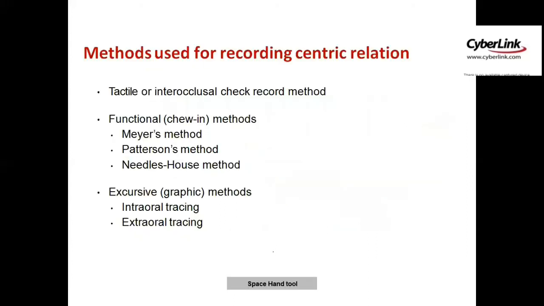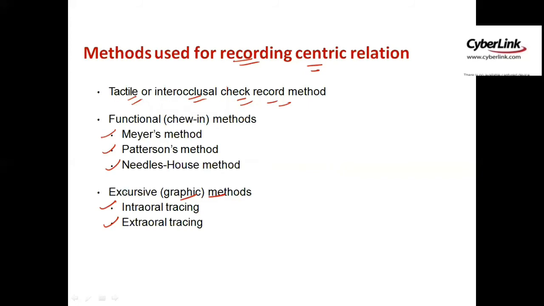Then methods used for recording centric jaw relation: tactile or intraocclusal check record method, functional method, Meyer's method, Patterson method, Needlehouse method, excursive graphic method, intraoral tracing, and extraoral tracing. We will discuss the important ones from all of them.